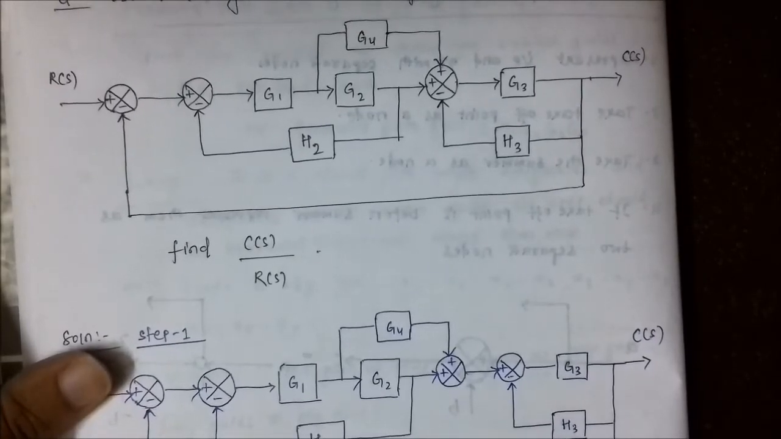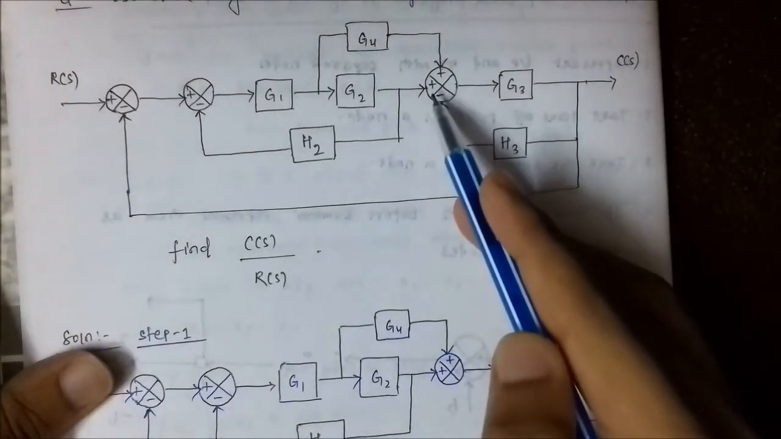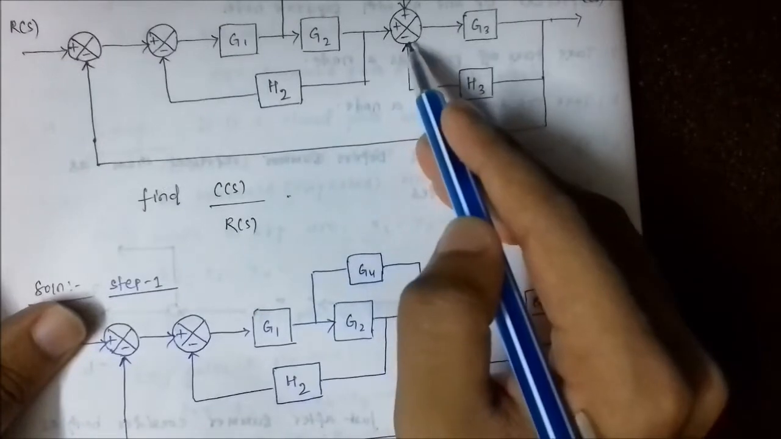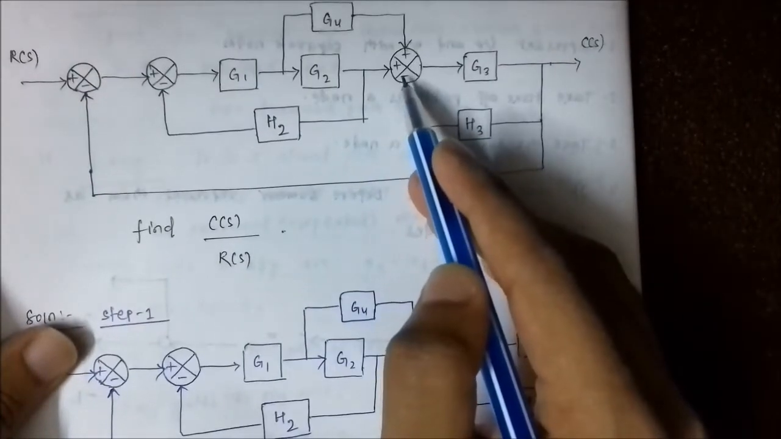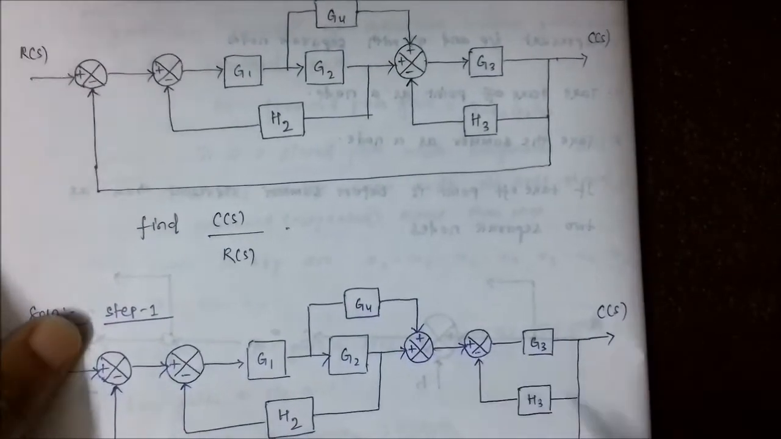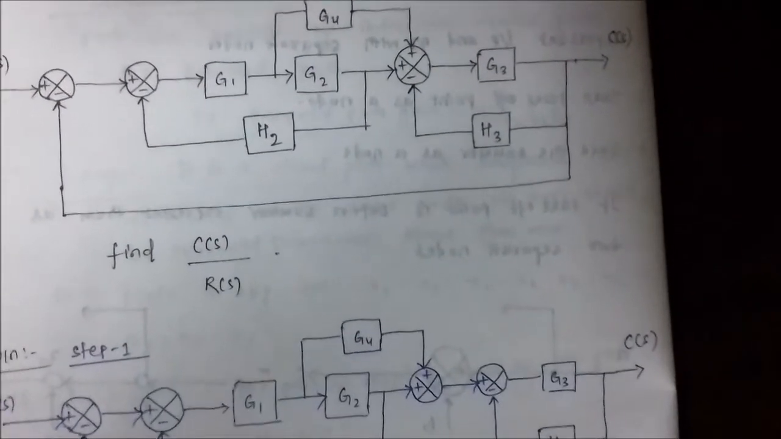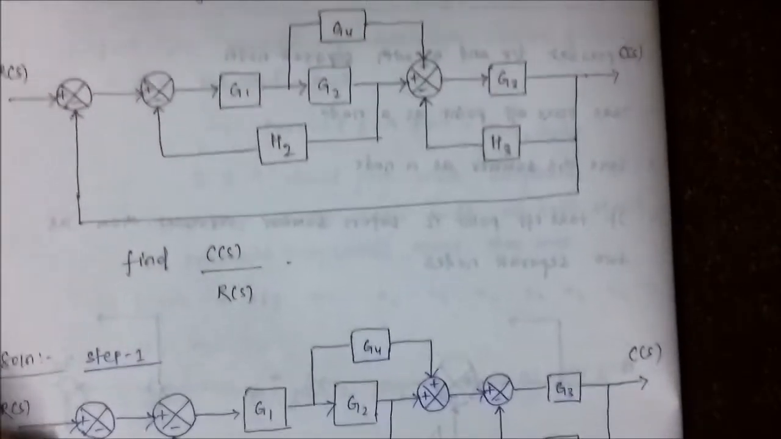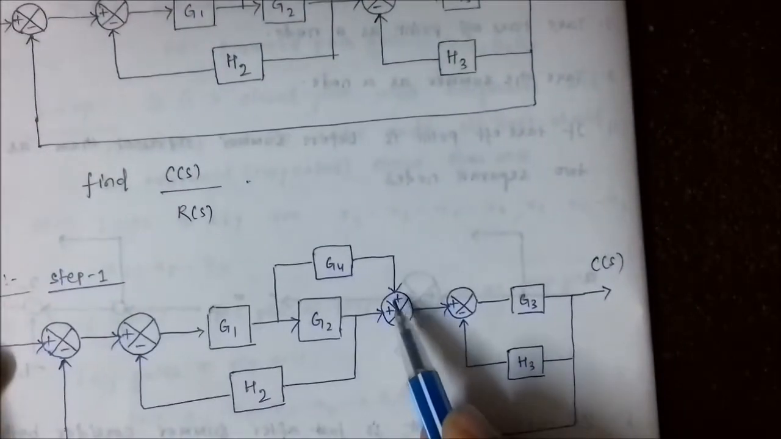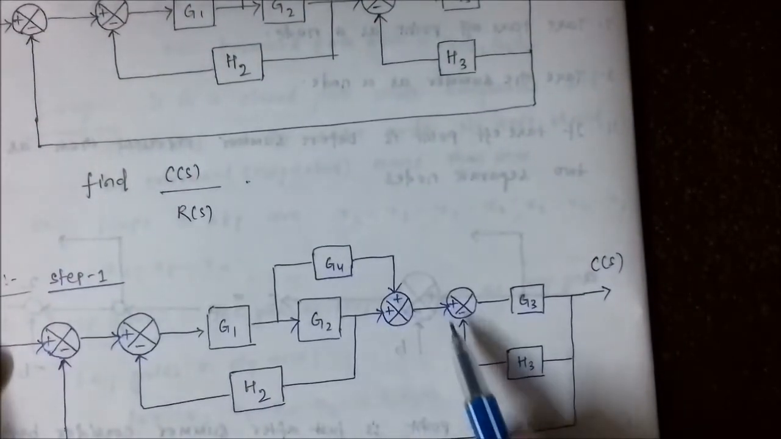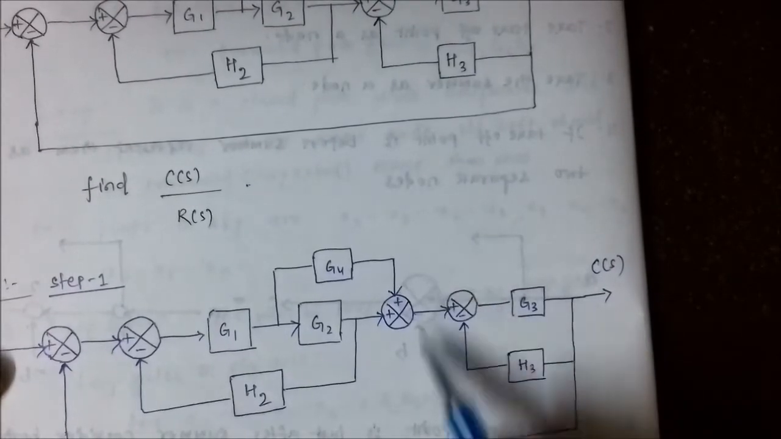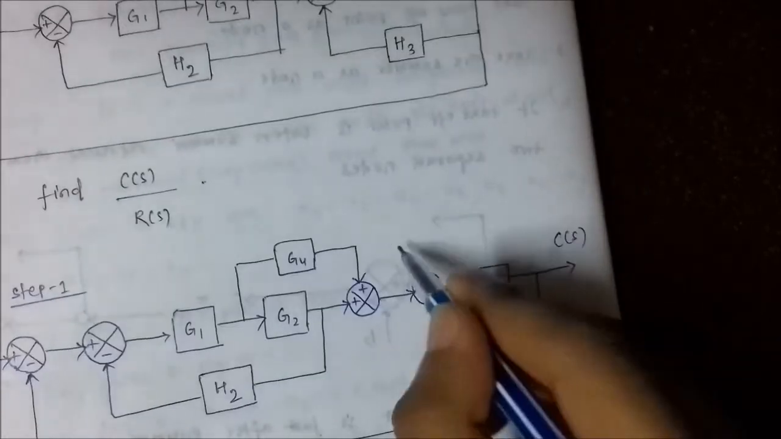So I can break it into 2 summers. See here, the positive, positive, negative summer we have broken down into 2 summers, one positive, positive and one positive, negative. Let me maximize it for you. We have broken the summer into 2 summers here, one positive, positive, one positive, negative. Now look at this.